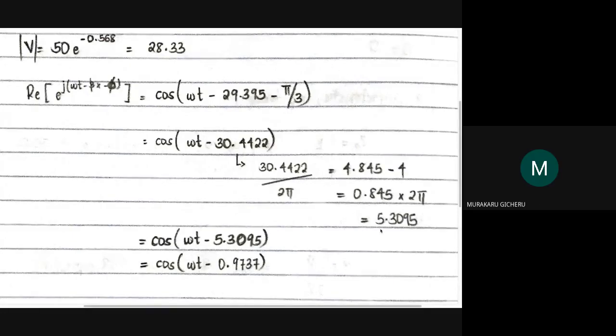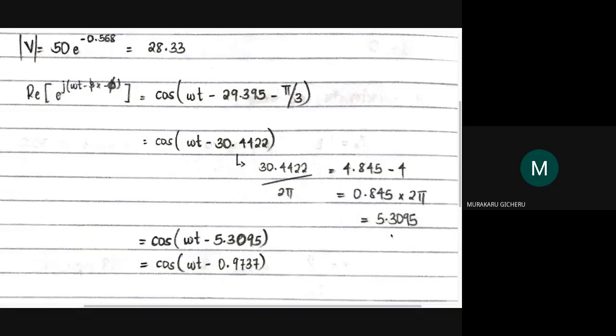Anyone? Sawa. So if I decide to remove those complete laps, and you want to see how far I have gone in the incomplete lap, it's this 5.3095.